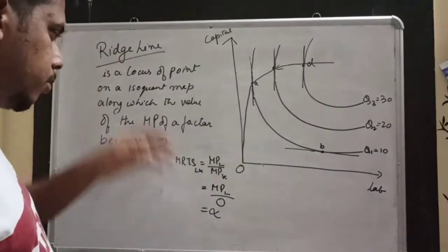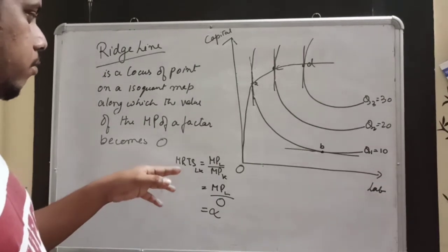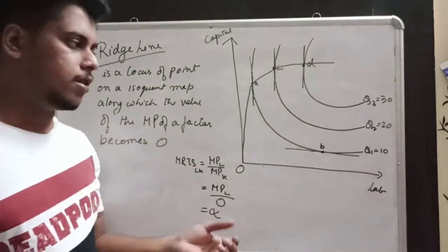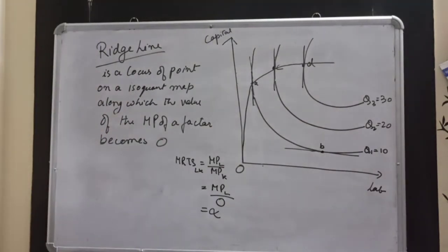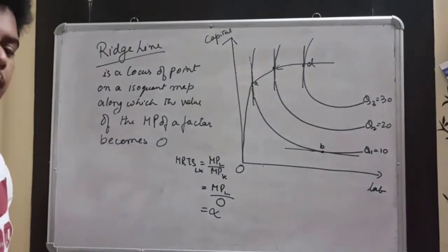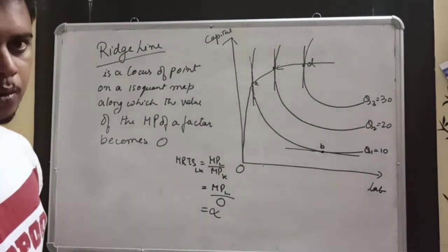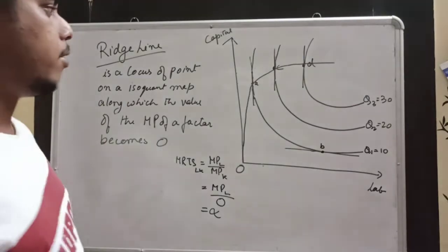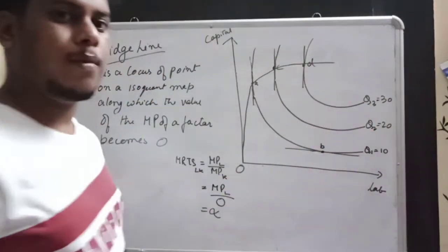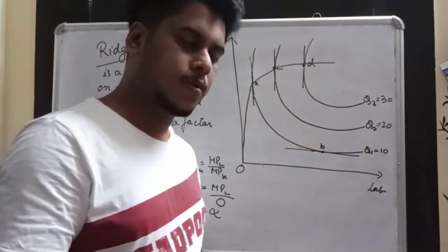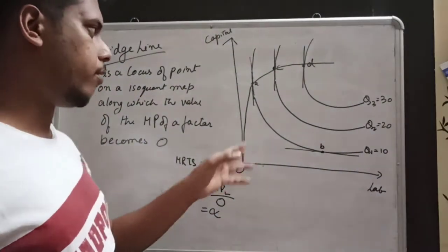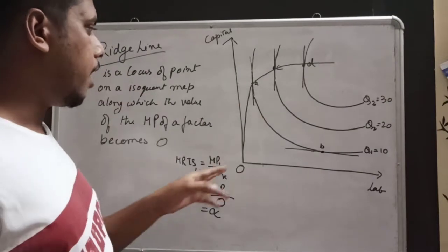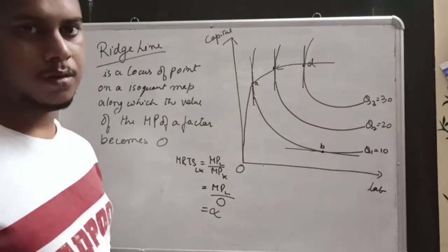Okay. So if you are asked what is a ridge line, first you will say that it is a locus of points on an isoquant map along which the value of the marginal productivity of a factor becomes zero. Okay. Then you will say that in the upper ridge line the marginal productivity of capital becomes 0, and if the marginal productivity of capital becomes 0, then the value of MRTS LK along this line becomes infinite.